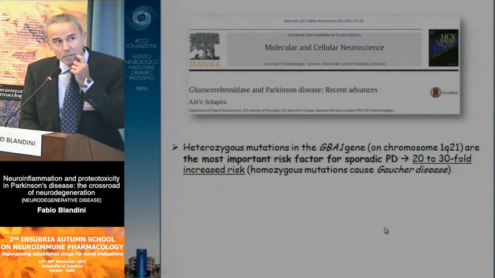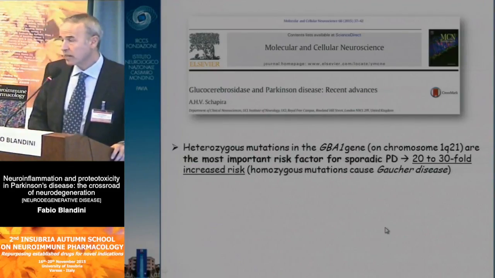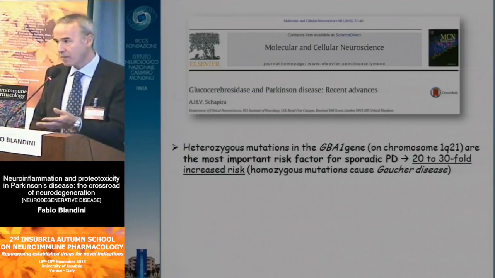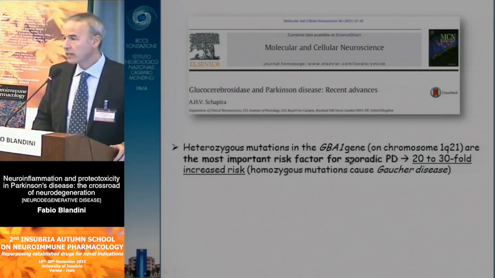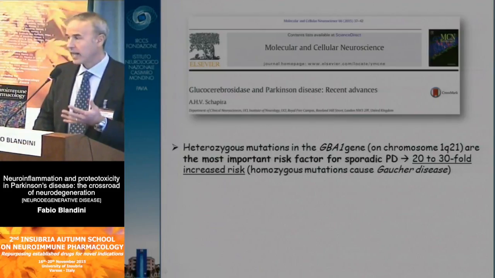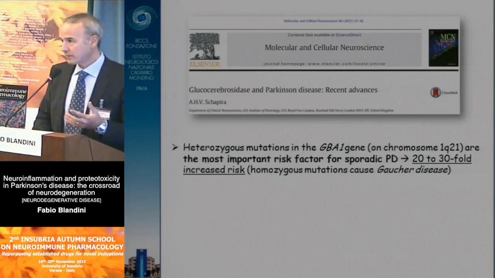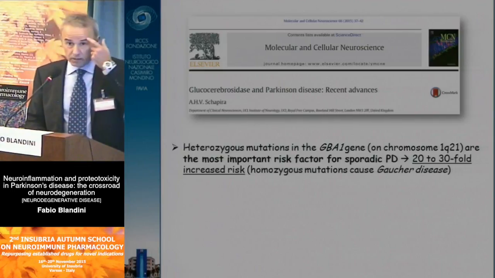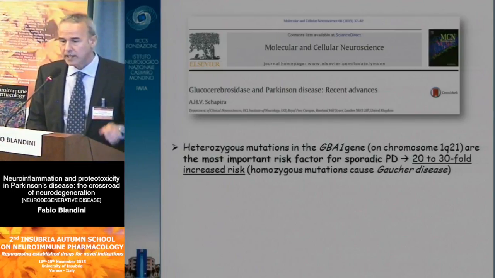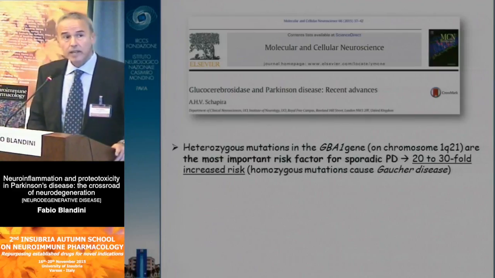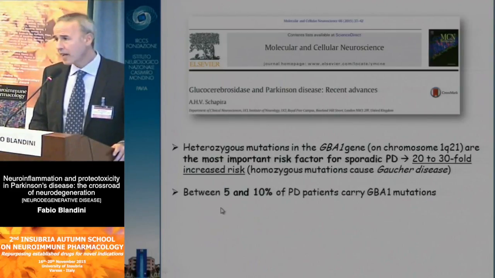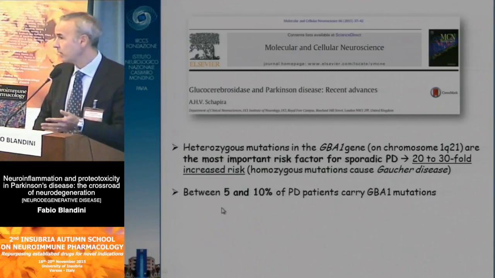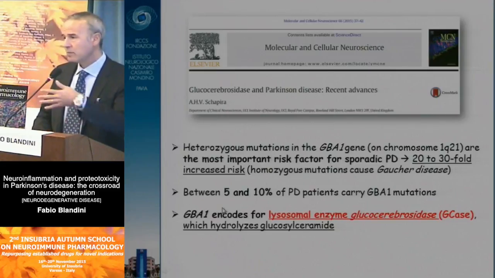As I mentioned already, heterozygous mutations in the GBA1 gene, which encodes this enzyme, glucocerebrosidase, are probably the most important risk factor for sporadic Parkinson's disease. Homozygous mutations, I'll say again, give you Gaucher disease, which is a lysosomal storage disorder with a number of neurological and non-neurological symptoms. Heterozygous mutations increase 20 to 30 times the risk of developing Parkinson's disease. Between 5 and 10% of all Parkinsonian patients carry this mutation. And this has been confirmed at various levels in many countries.